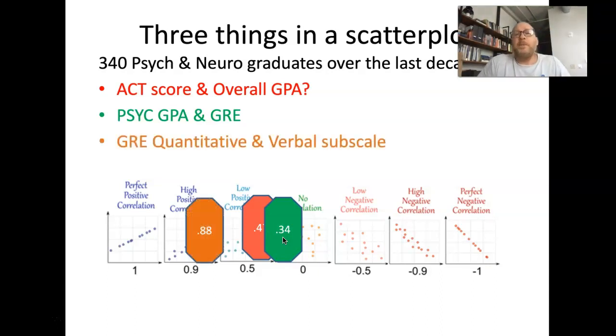Finally, the GRE is broken down into quantitative and verbal. And those two things correlate at 0.88. So if I know how well a student does on their quantitative, I know with pretty good certainty how well they did on their verbal. I'm not going to make a perfect prediction, but those two things are very highly correlated. So those are just some examples.